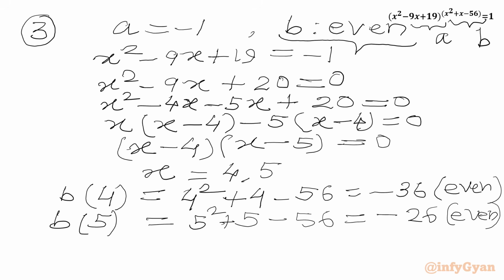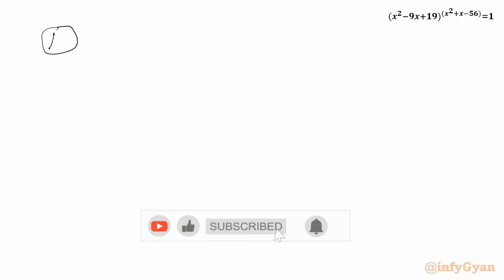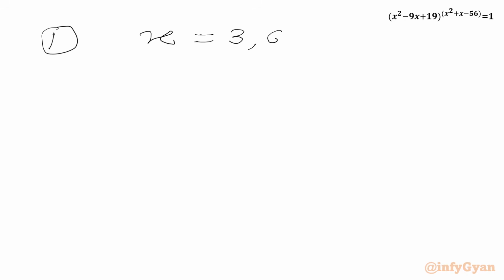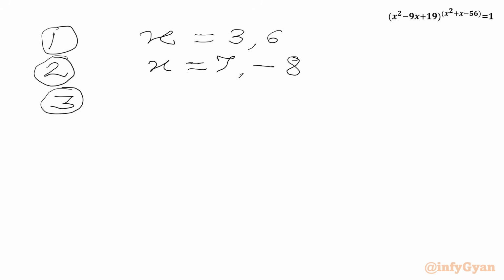Now we will conclude our answer. From first case, we had two x values, x equal to 3 and x equal to 6. From second case, we had x equal to 7 and x equal to minus 8. And from third case, we have 4 and 5. So we have 6 solutions: 3, 4, 5, 6, 7 and negative 8.